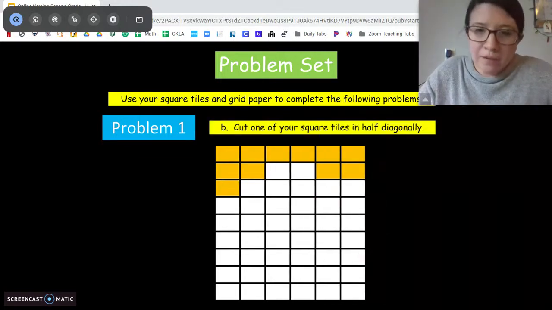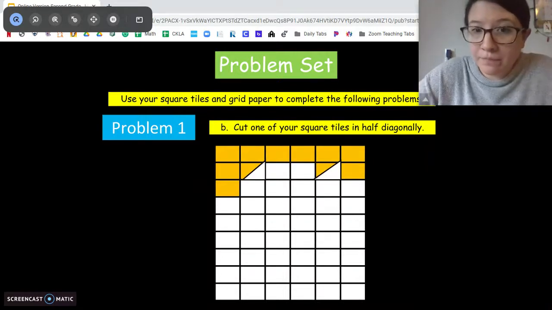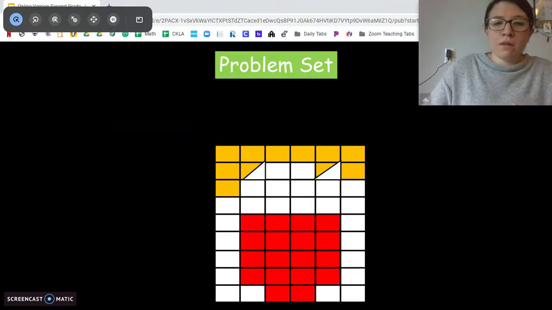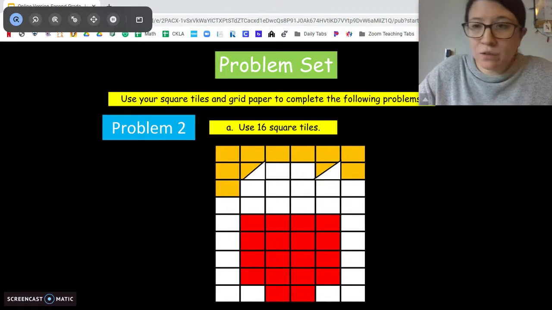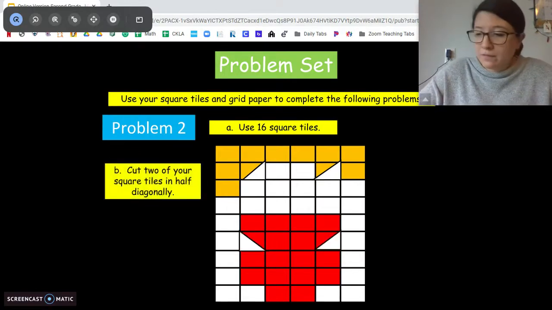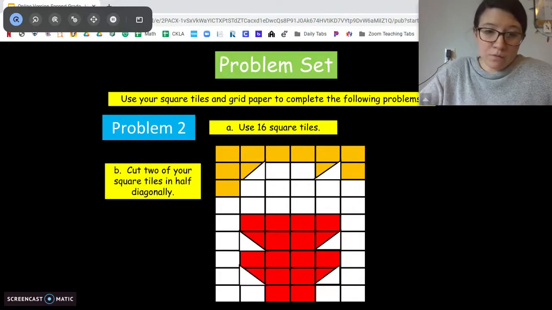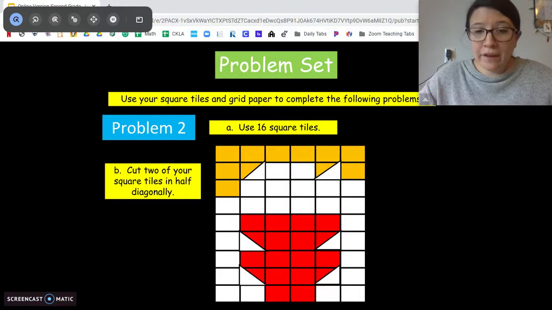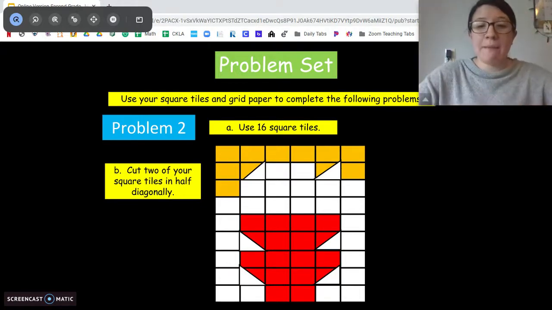we're going to cross off 2 of the square tiles and make them into diagonals. See that? Then we're going to use 16 square tiles to make a new design. And we're going to cut 2 in half, cut them diagonal. Now, your job from here is to recreate this pattern, okay? Make your own tessellation and recreate this pattern.